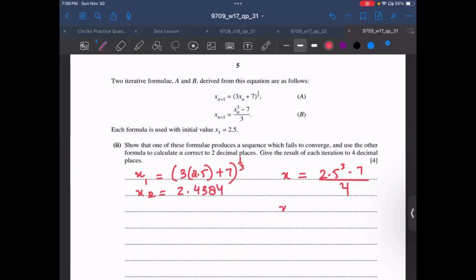So the next value is 2.4384. And when we substitute 2.5 in the other formula, 2.5 cube minus 7, and then divided by 4, we will get 2.15625. So that is 2.5 whole cube minus 7, and then divide by 4. And then we substitute this value again in both of these formulas.